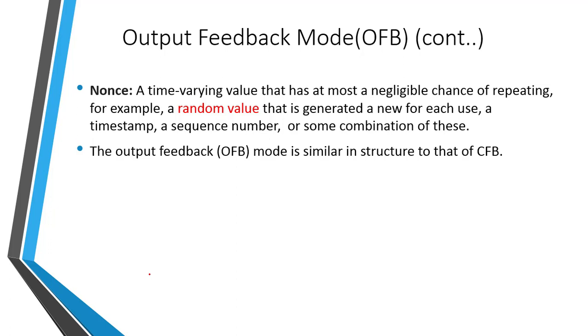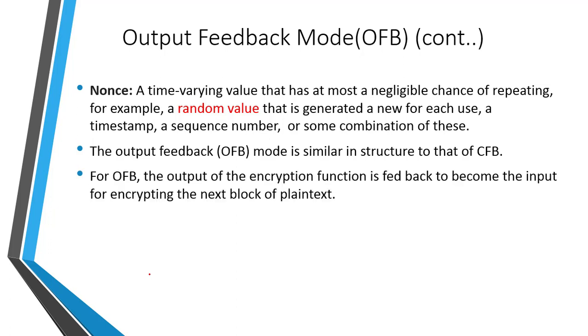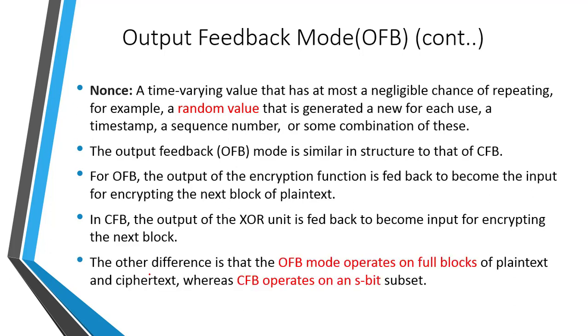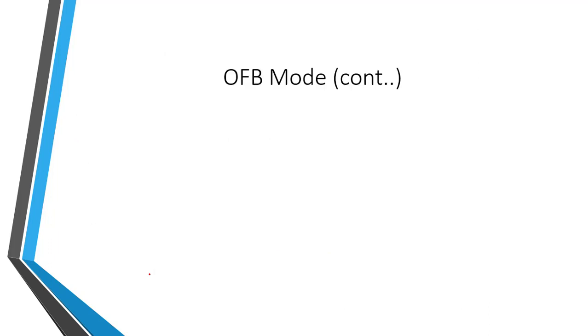The output feedback mode is similar in structure to that of the cipher feedback mode, that is CFB. For OFB, the output of the encryption function is fed back to become the input for encrypting the next block of plaintext. In CFB, the output of the XOR unit is fed back to become the input for encrypting the next block. The other difference is that OFB mode operates on the full block of plaintext and ciphertext, whereas CFB mode operates only on S bits of the plaintext.